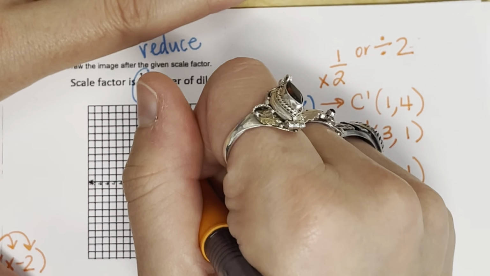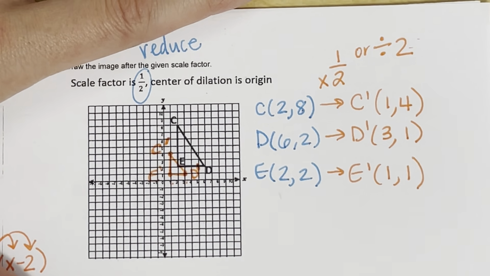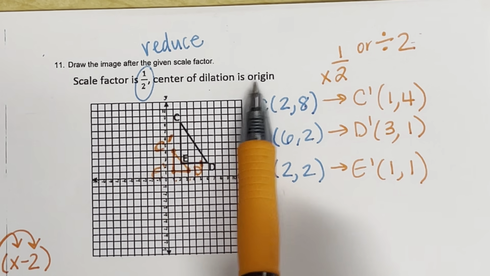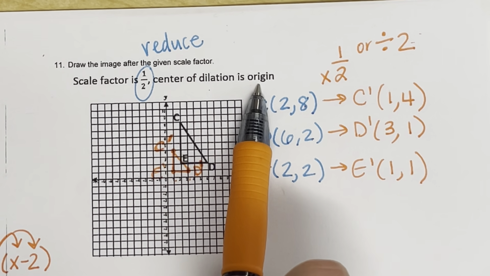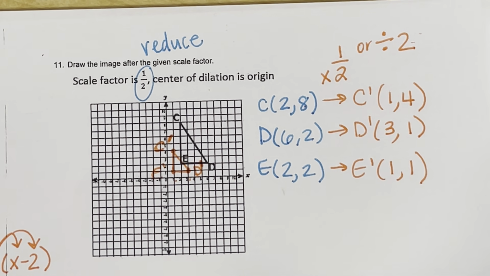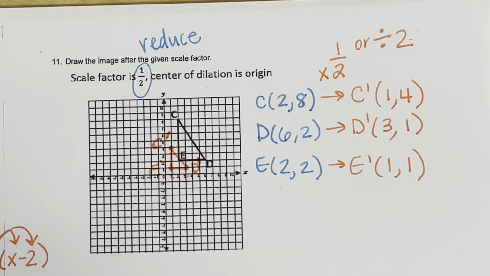E prime. Connect. You should get the exact same shape, just a reduced version of it, a little bit smaller, and it should be getting closer to your origin or the center of your dilation. So the smaller it gets, the closer it should get to the origin. The bigger it gets, the further away it's going to be from the origin.